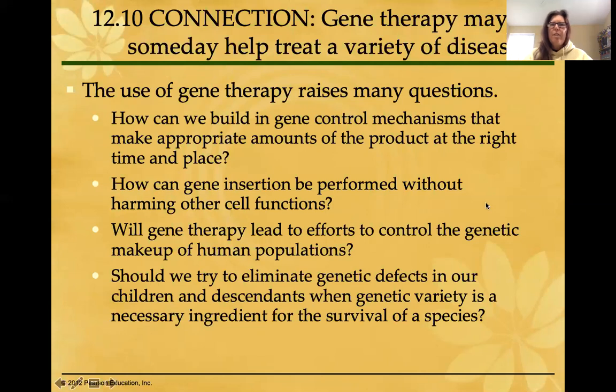Then we also have other questions, and we start getting into the ethics part. How can we build in gene control mechanisms? Not only do we need to insert the gene, but we didn't really talk about control: when does that gene get expressed? How much do we express that gene? Those things come in the DNA sequence just before the gene. We really didn't talk about promoters and operators and all that good stuff, but we have to be able to put those control mechanisms in as well as that gene. And the second question is what I already talked about: how can gene insertion be performed without harming other cell functions? We can't control exactly where it gets placed into the DNA.